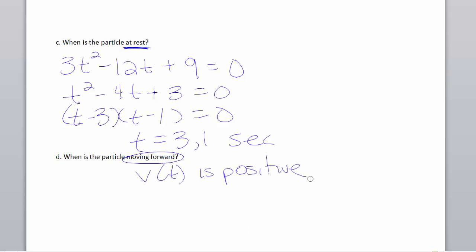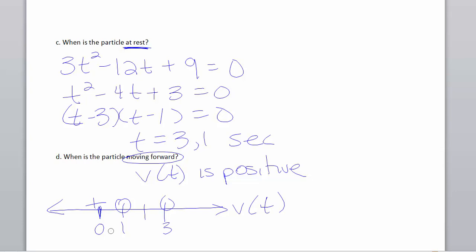Okay, so now the easiest way to keep track of this is to make a quick number line. So here's my number line, my velocity number line. My velocity is 0 at 1 and 3 seconds. Now I'm going to figure out, is my velocity over here positive or negative? So when the time is 0, plug 0 into my velocity equation here, and I would get what? 9. So it's positive, which means I'm moving forward from 0 to 1 second.